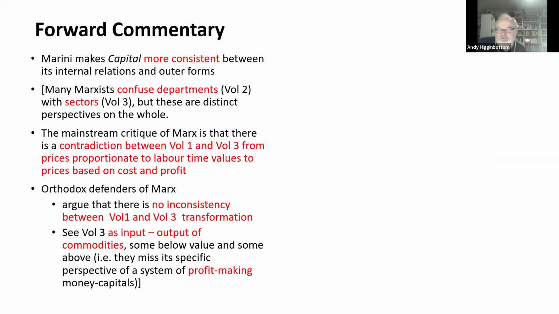There are quite a lot of mistakes, I have to say, in interpreting volume three, and Marini didn't commit them. He didn't make the common mistakes, right? One of the mainstream positions is that there is consistency between volumes one and three, and there is no contradiction. I think it's a misunderstanding of what's going on. There is a contradiction between volumes one and three because there's a contradiction in reality, right? Between commodities which are the products of labor and commodities that are the products of capital. And this is very important in terms of imperialism, because where labor is concentrated in the global south and capital is concentrated in the global north, this is the fundamental reality of unequal exchange.